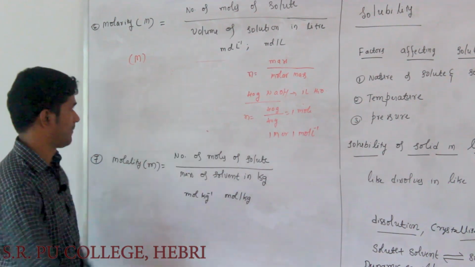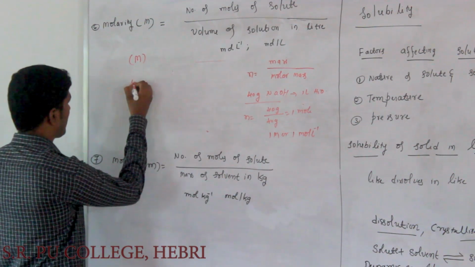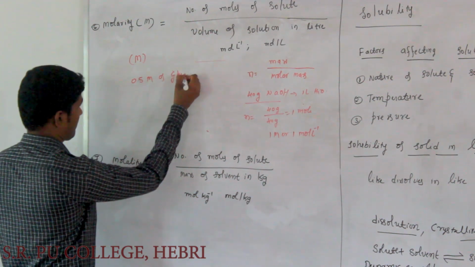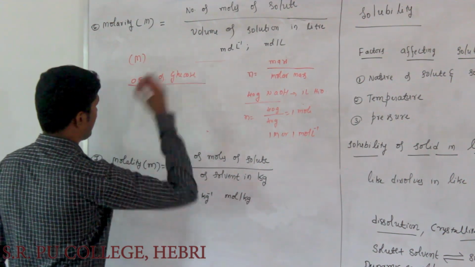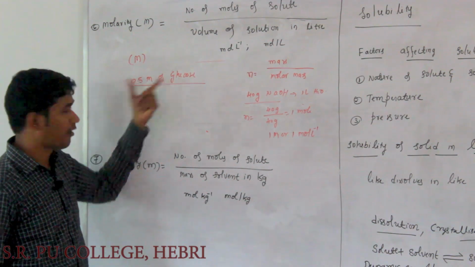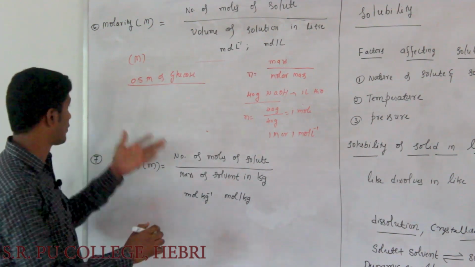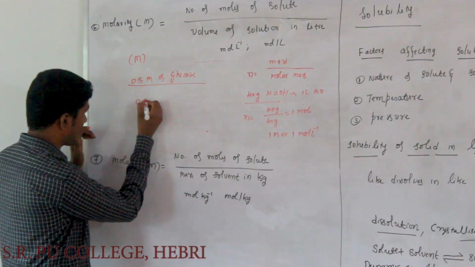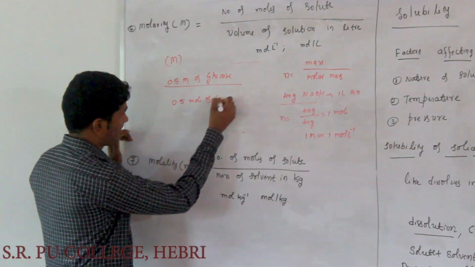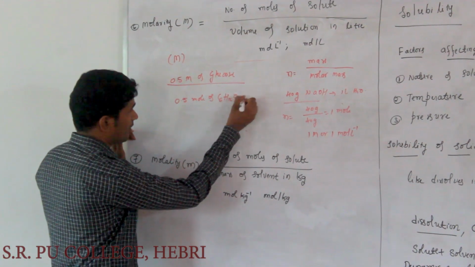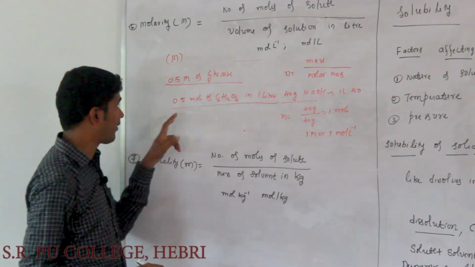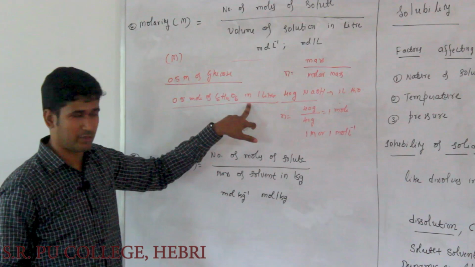Okay, one more example. How do you prepare 0.5 molar glucose solution? It's very simple. You have to dissolve 0.5 mole of glucose in 1 liter of water.